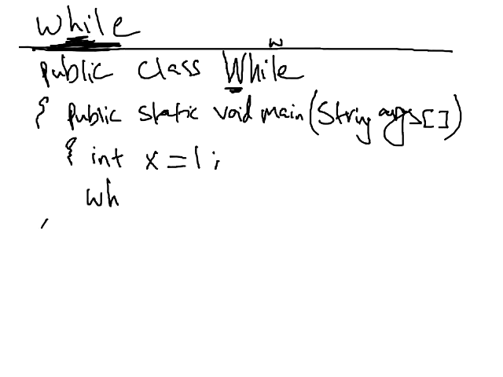Then I say while, with a small w. Now I have my condition in brackets: while x is less than or equal to 10, do the following. And for the body we use curly brackets.